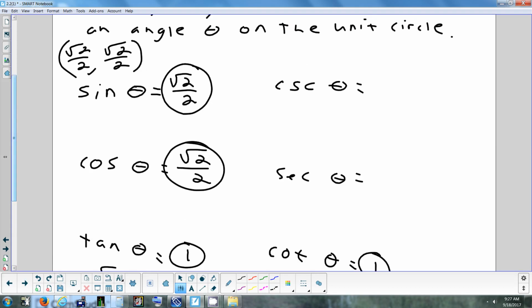Okay, Alex, what about my cosecant? Can you just tell me the first step before you have to do any more simplifying? Put it under 1. You put it under 1, which means to do what with it? Flip it. So what do you get when you flip that? Just the first step. 2 over square root of 2. And now what's wrong with it? You can't have a square root in the denominator.